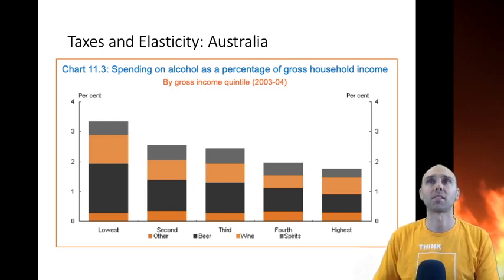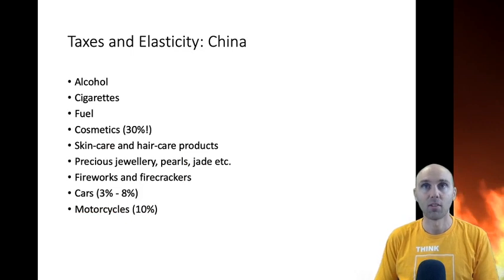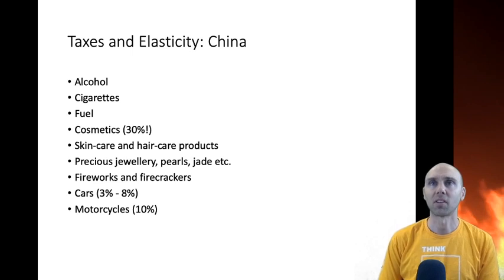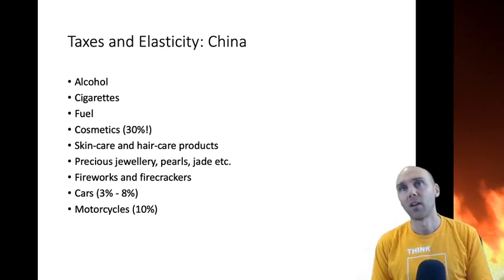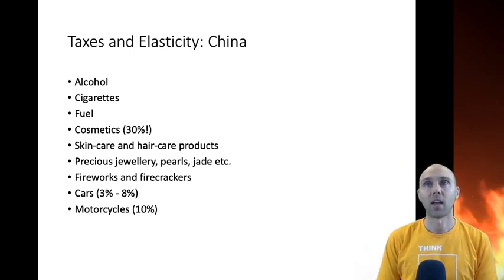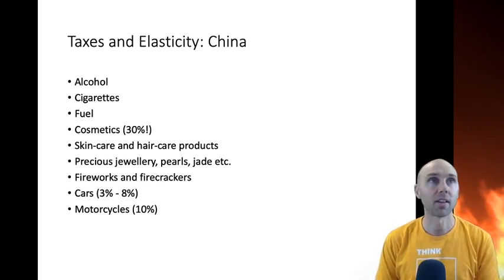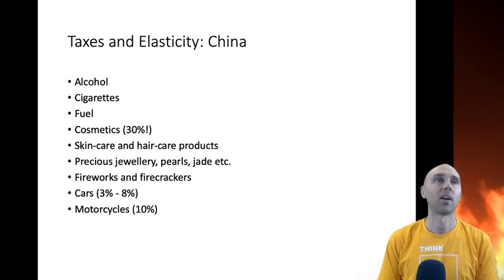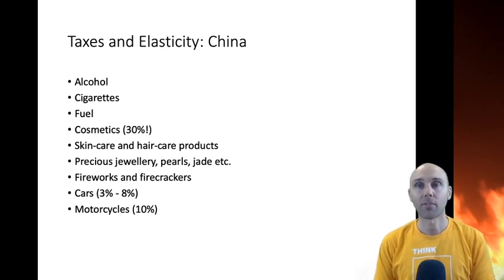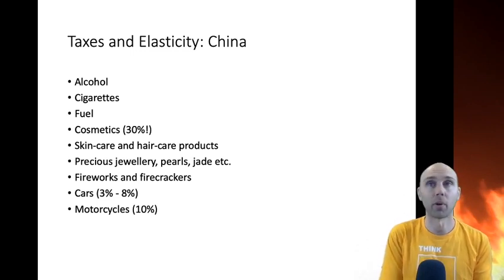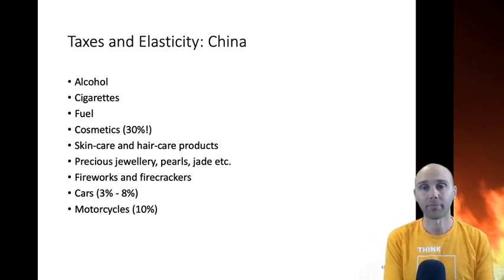Well, the usual suspects appear: alcohol, cigarettes, fuel. Cars also there to some extent, but there are also some interesting ones. Cosmetics with a 30% tax, skincare and healthcare products, fireworks and firecrackers, and precious jewelry, particularly pearls and jade. And interestingly, motorcycles have a higher tax than cars. And again, we can get some sort of idea of where this is coming from when we think about why there might be more inelastic demand for some of these sort of products within different societies.